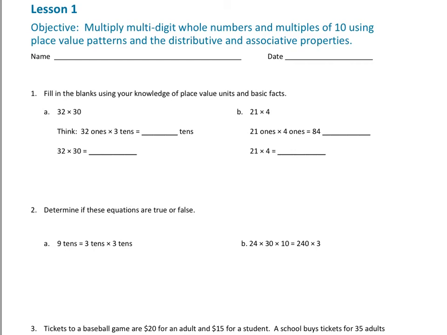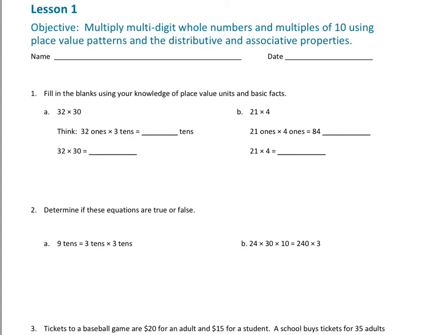Today we're going to take a look at Lesson 1 of Module 2. The objective for today's lesson is multiply multi-digit whole numbers and multiples of 10 using place value patterns and the distributive and associative properties. Question number 1 says, fill in the blanks using your knowledge of place value units and basic facts. Question 1a says 32 times 30.